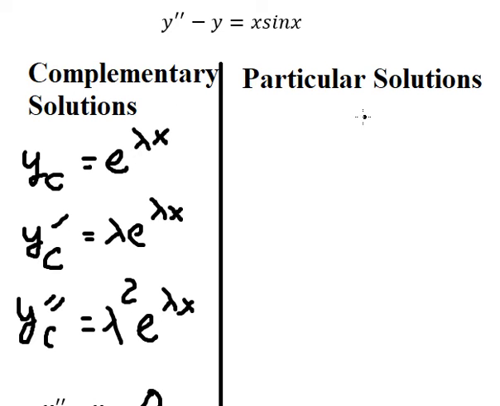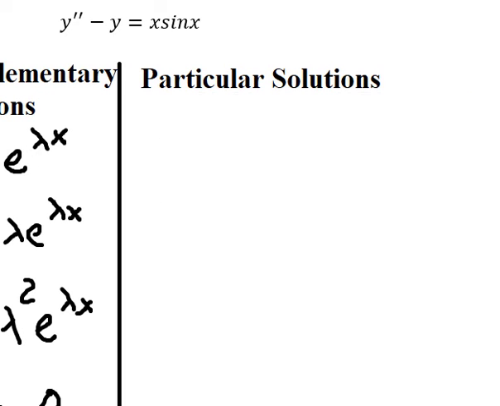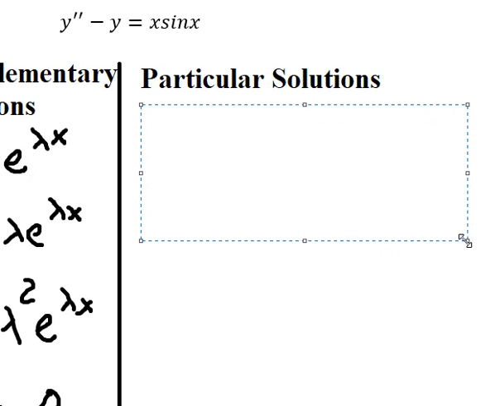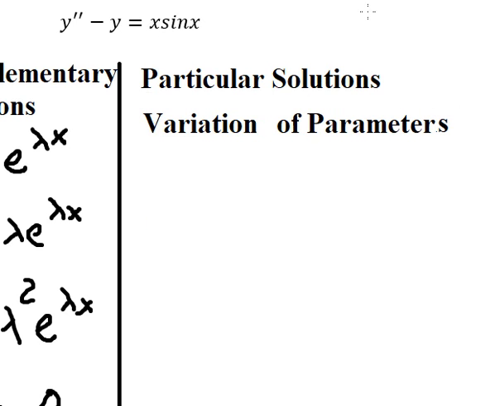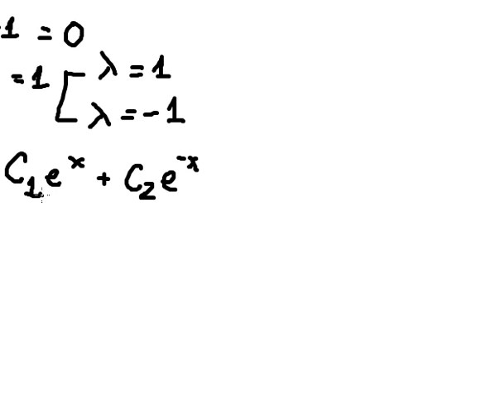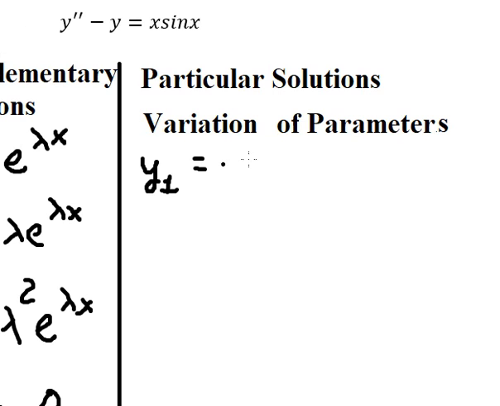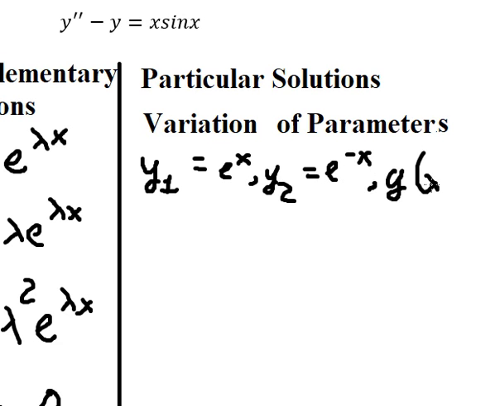Now we go to particular solutions. In this one, I need to use variation of parameters. That should be like this. So in this one, I will put y number 1, that is e to the power of s. Y number 2, that is e to the power of negative s. And g of s, that is about this one.